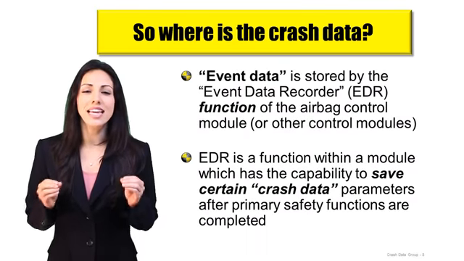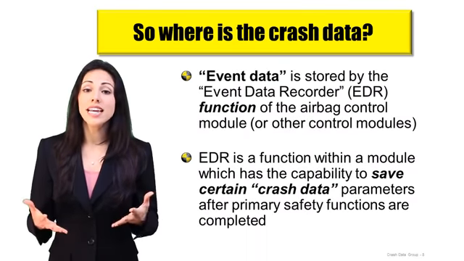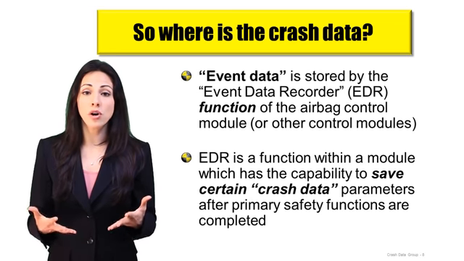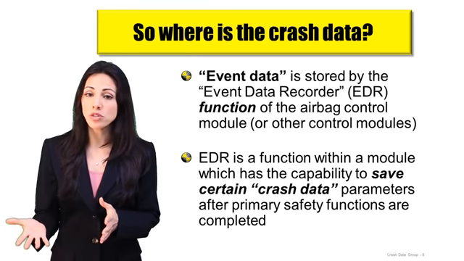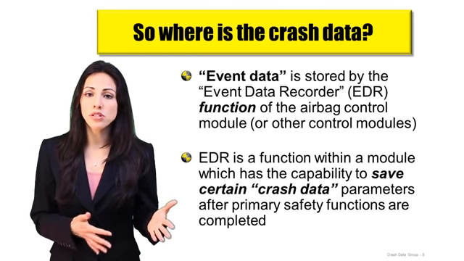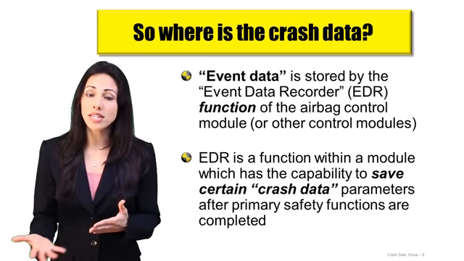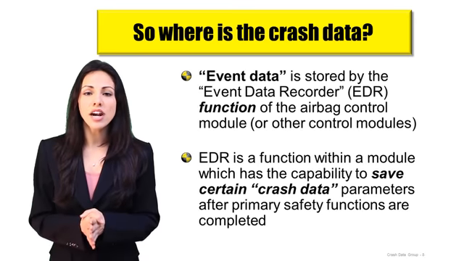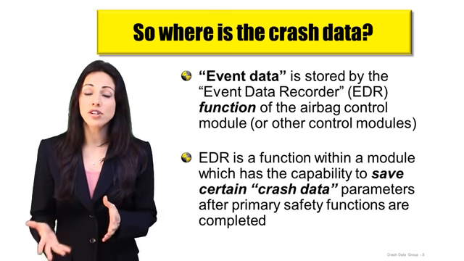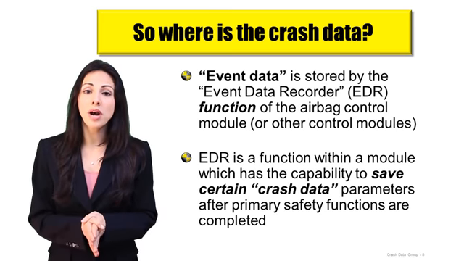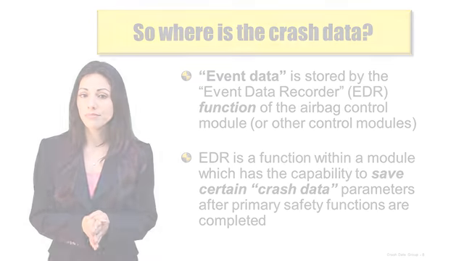So where exactly is the crash data? Event data is stored by the Event Data Recorder, the EDR, function of the Airbag Control Module or other control modules. Powertrain control modules and rollover sensors may also contain crash data. EDR is a function within an airbag control module which has the capability to save certain crash data parameters after primary safety functions are completed.